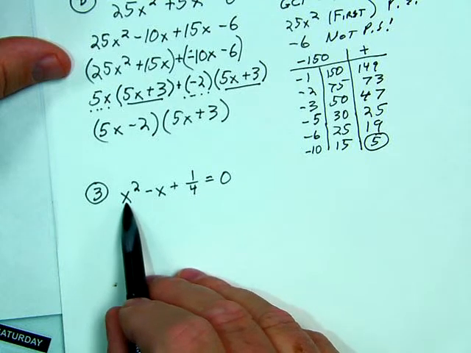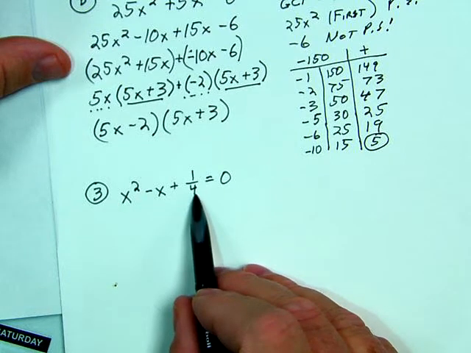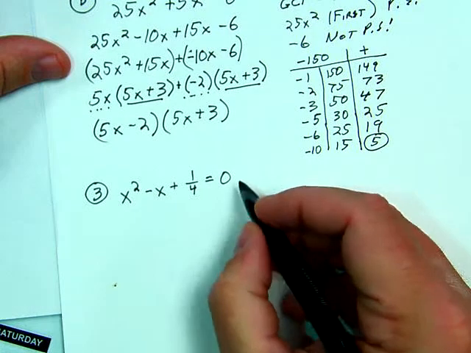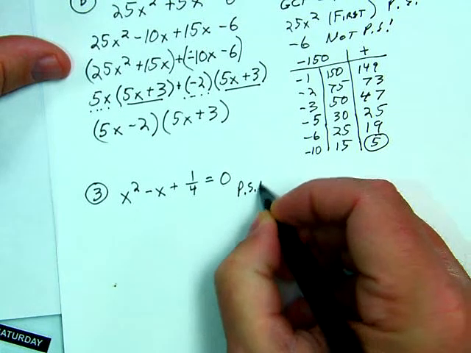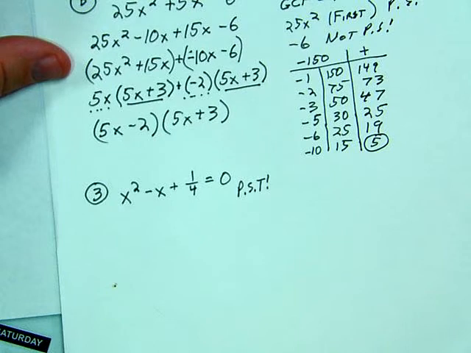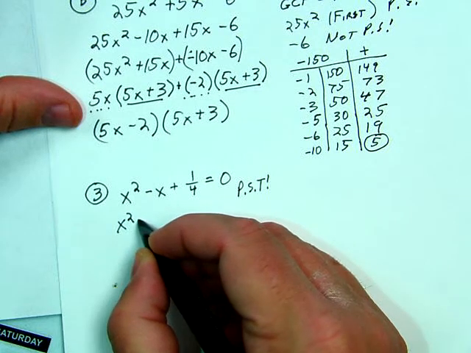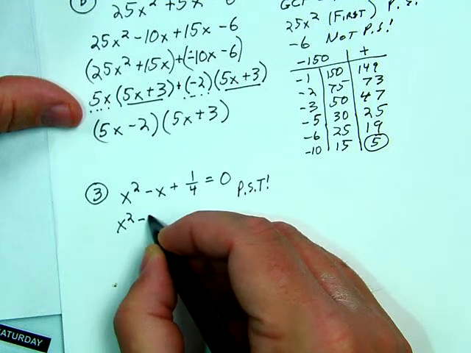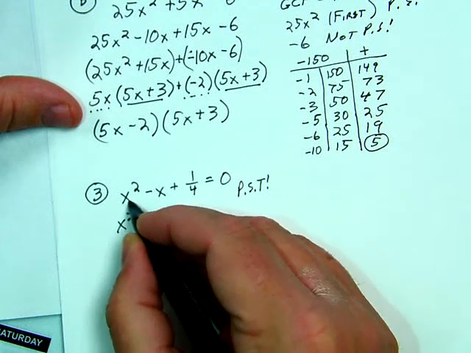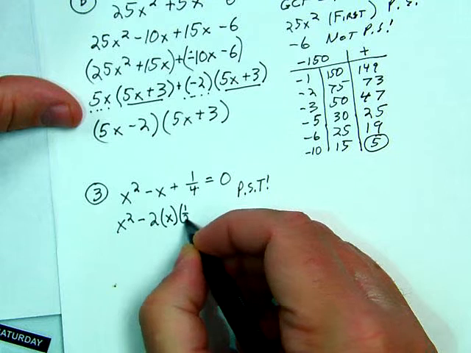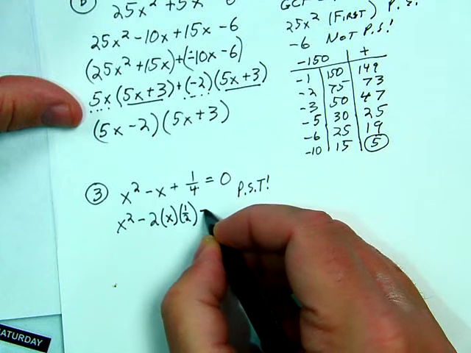So the square root of x squared is x. The square root of 1/4 is 1/2. So 1/2 times x is 1/2 x times 2 is 1x. So this is a perfect square trinomial. That's what it is. So since it's that, I can immediately say, write it as x squared minus 2 times the square root of the first term, x, times the square root of the second term, 1/2, plus 1/4.